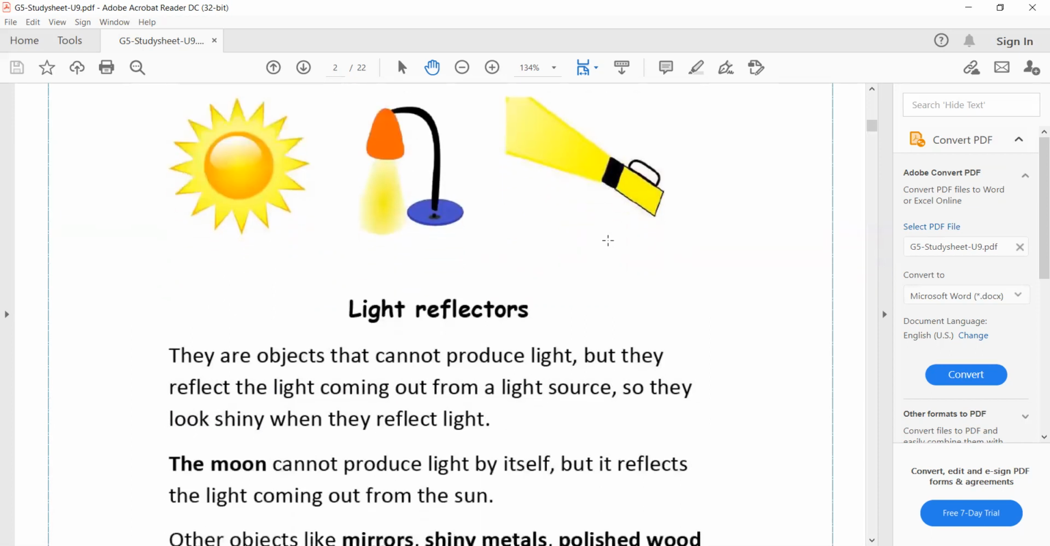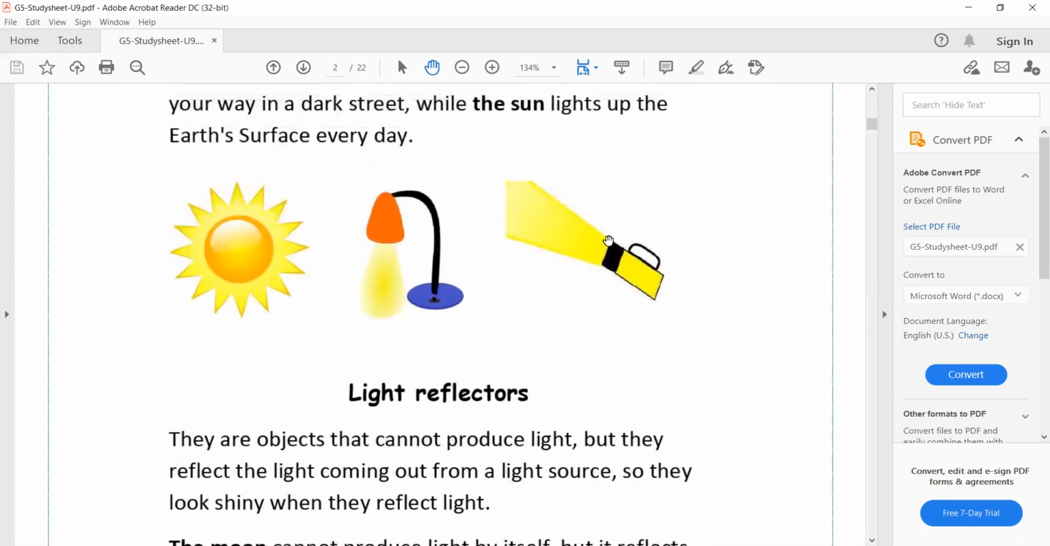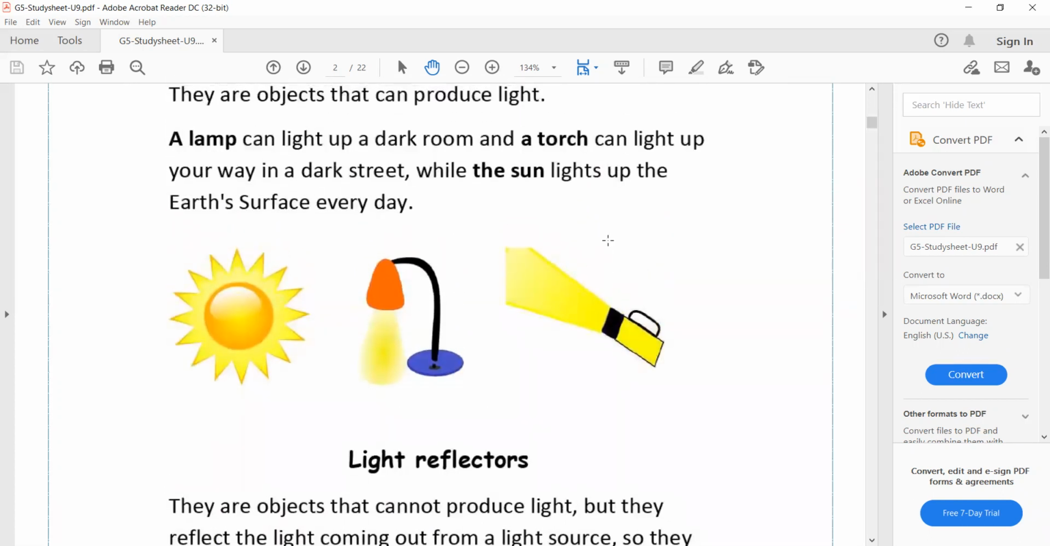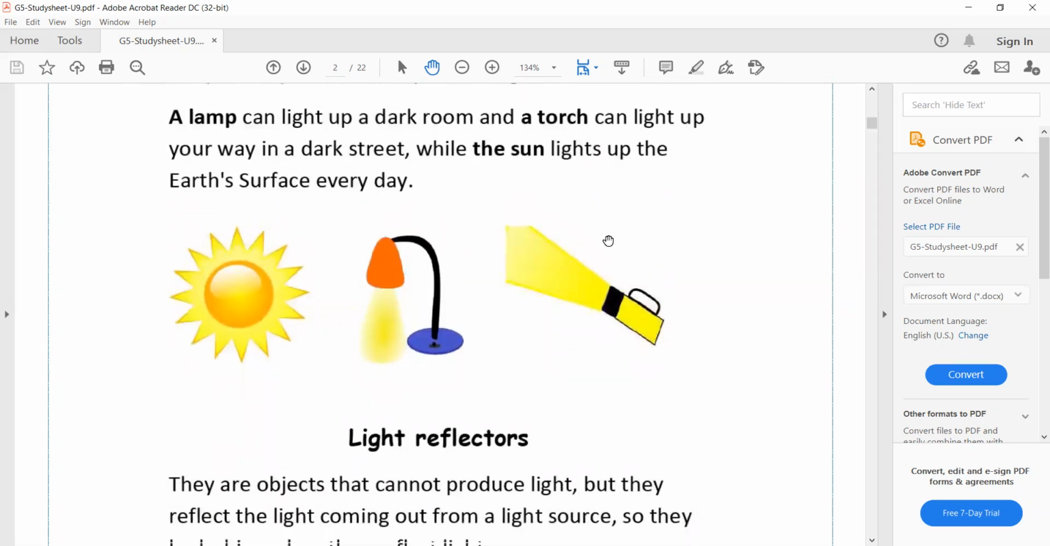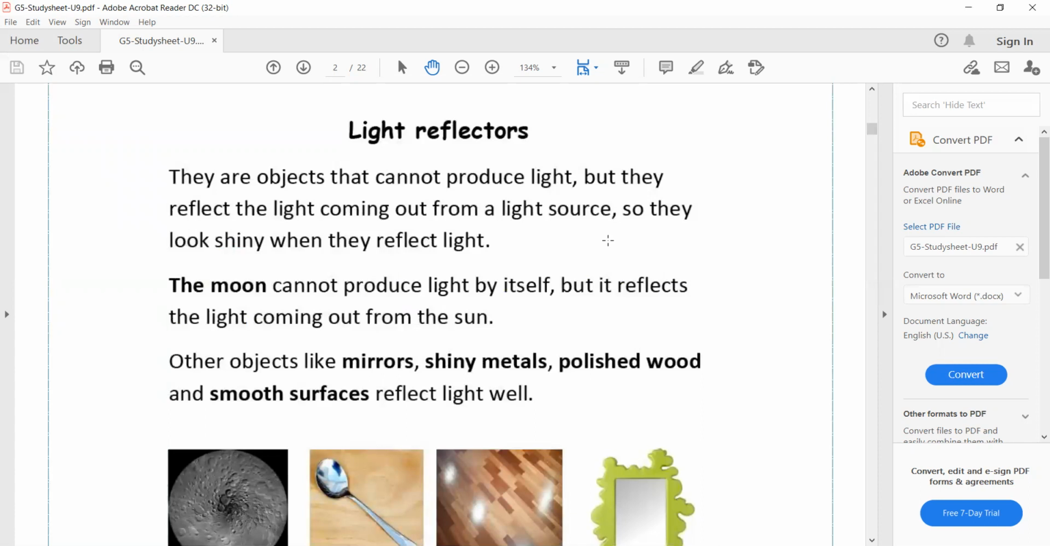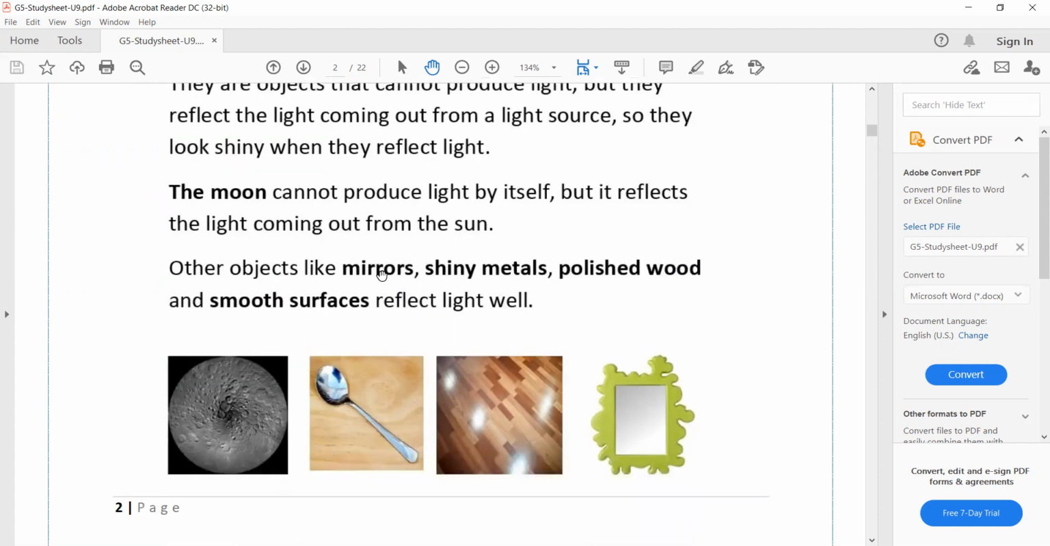The second type of objects is called light reflectors. Light sources can produce their own light. Light reflectors are objects that cannot produce the light, but they reflect the light coming out from a light source. So they look shiny when they reflect light.